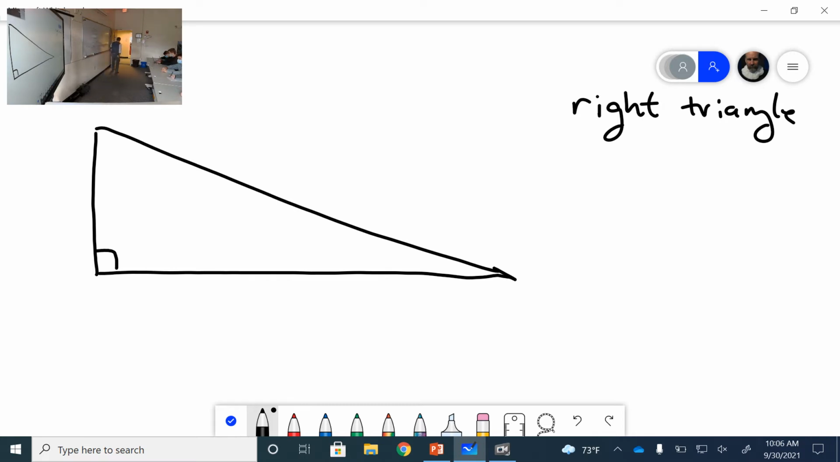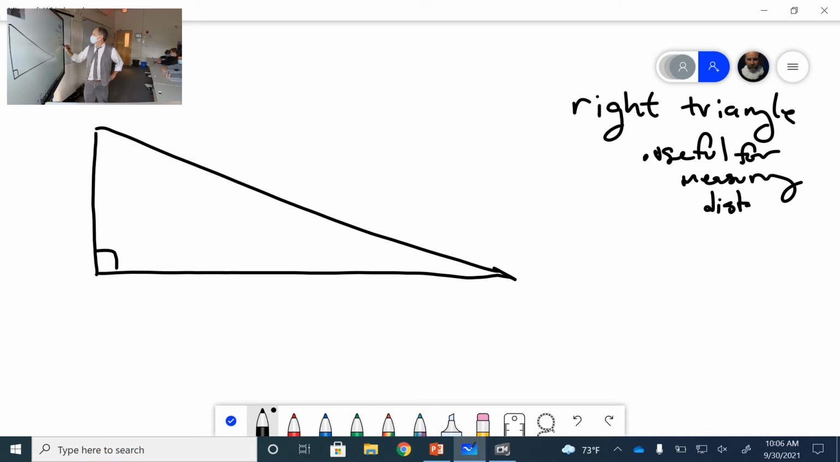I remember, forget what specific section it was, but you could basically use it as a way of finding distance, useful for measuring distances. Okay, cool. Other things? Trigonometry is all based around right triangles. Yeah, there is some trig you can do with triangles that are not right triangles, but most of the time when we're doing trigonometry, we're using right triangles.